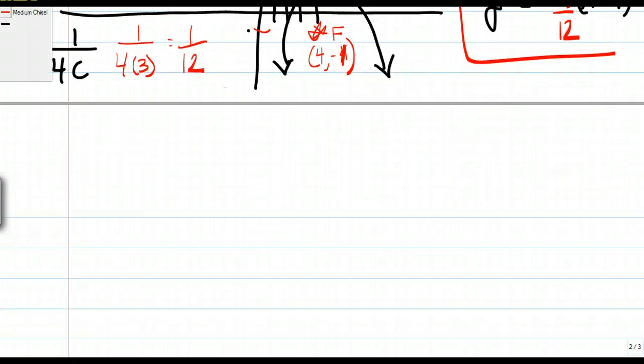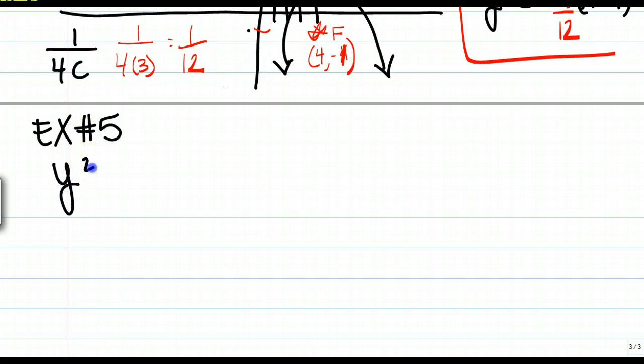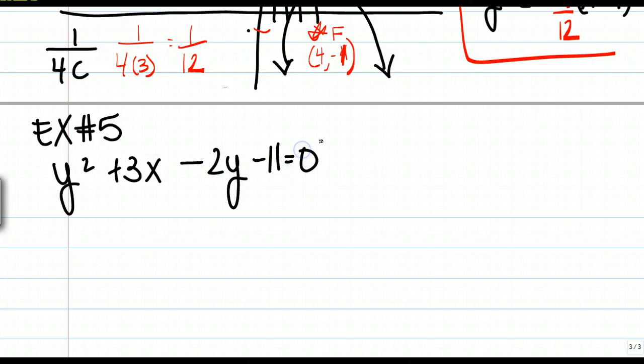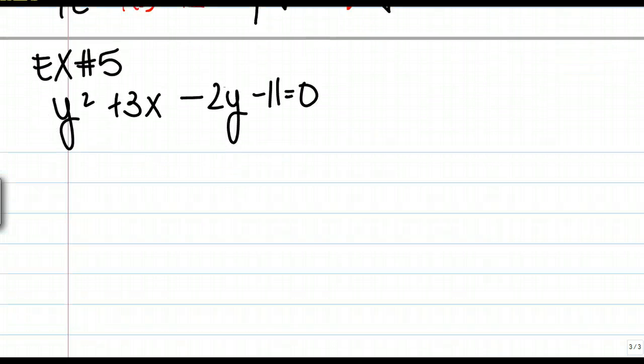Alright, last one. I know these are really long notes, but they're really important. Example number 5. It's going to give you an equation. One more time, we'll practice, and it's going to ask you to write it in graphing form. Well, you know for sure that it is a parabola because it is a y squared and there's no x squared or anything like that.